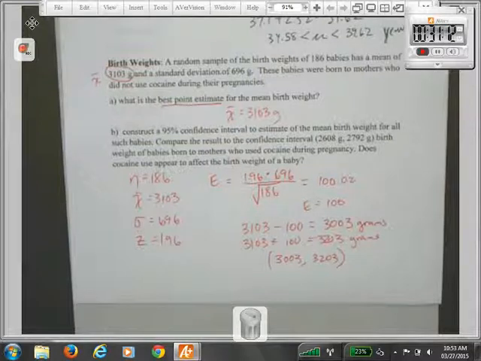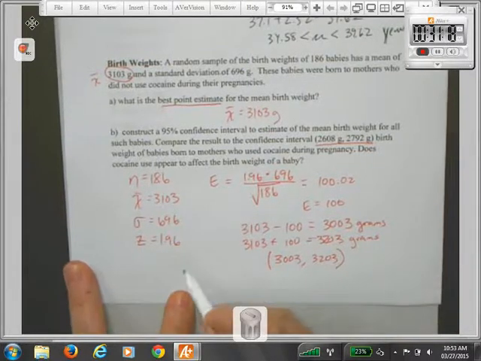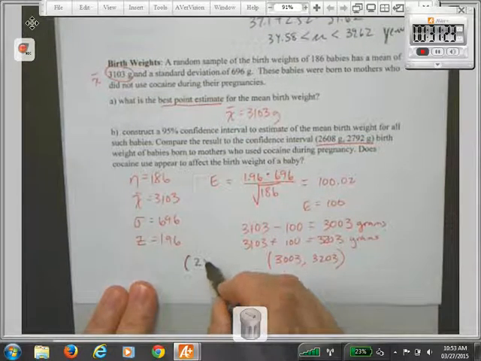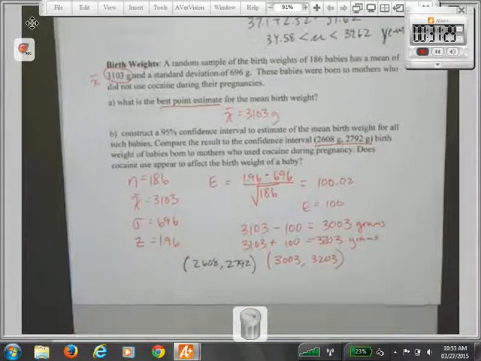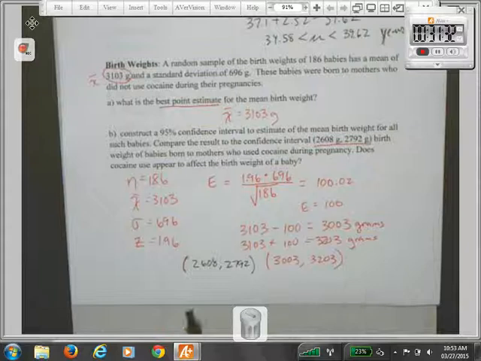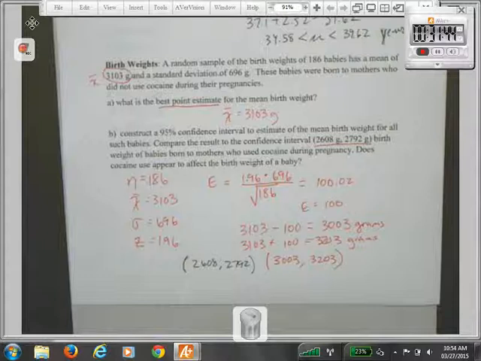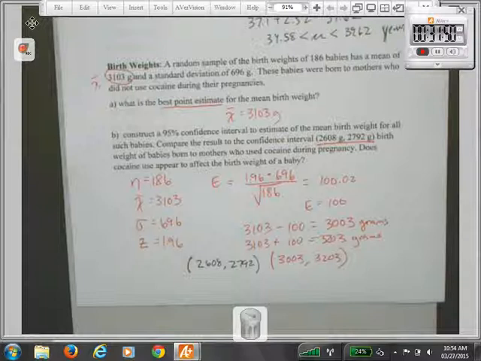And then they ask us to compare that to this interval up here, which I'm going to put to the left because I'll put it in a different color as well. 2608 and 2792. Yeah, that's good. So these are the babies whose mothers use cocaine during pregnancy. So the question is, does it appear that cocaine use affects birth weight? Yes, because this birth weight is so much lower in grams than the babies without that exposure. So ladies, don't do cocaine. There you go.